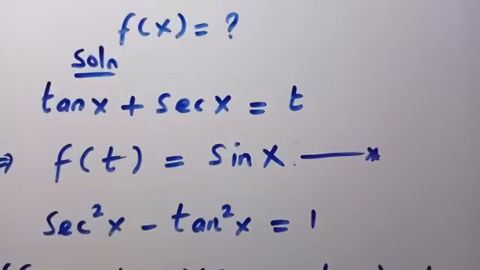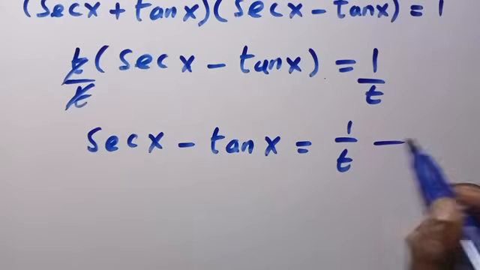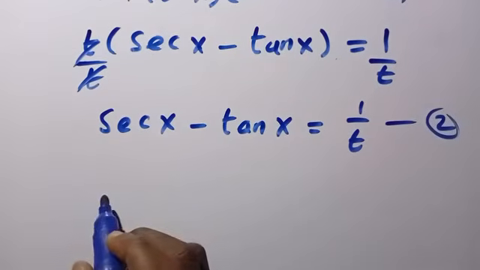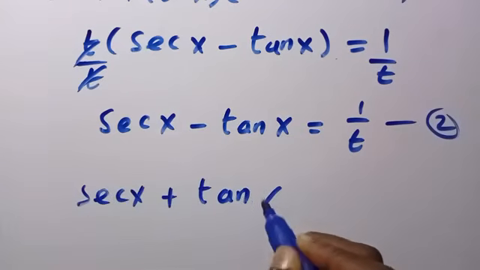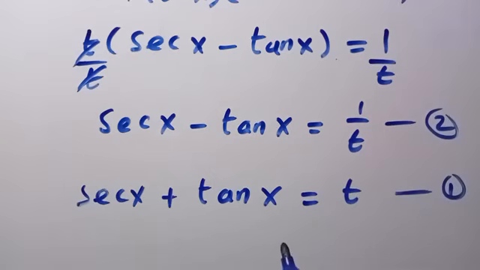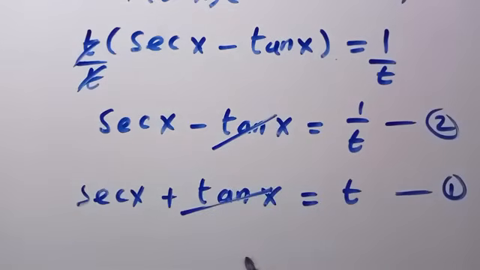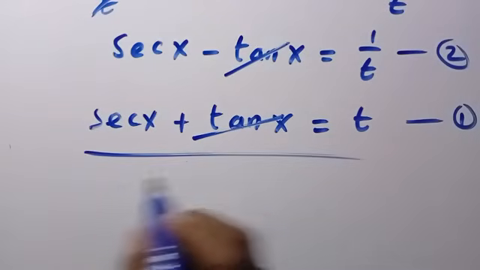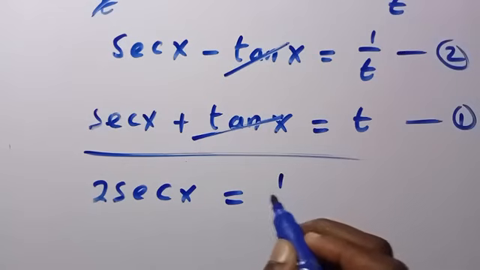For the first one that we got, let me call this equation 1. And the new one here, let me call equation 2. Bringing the two equations together, the first is sec x plus tan x equals t, this is our equation 1. Let's add equation 1 and equation 2 together. By adding, minus tan x plus tan x cancels. So sec x plus sec x gives us 2 sec x equals 1 over t plus t.